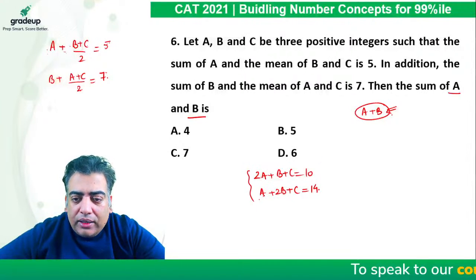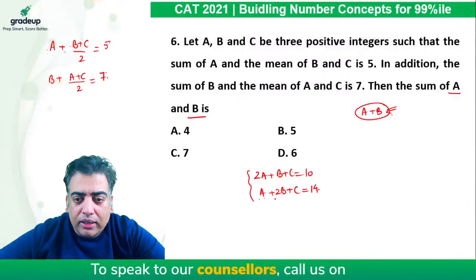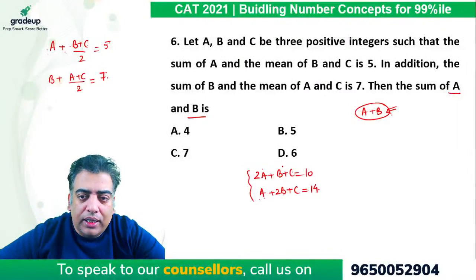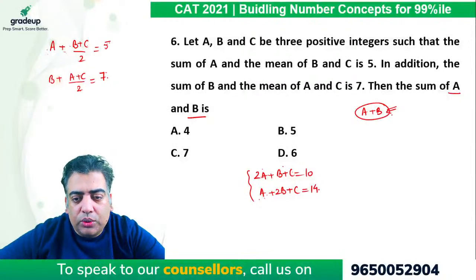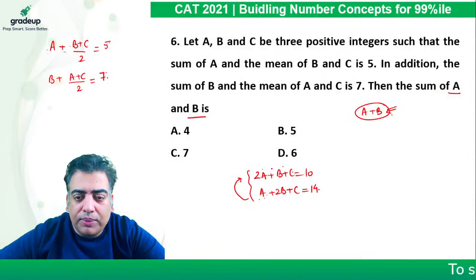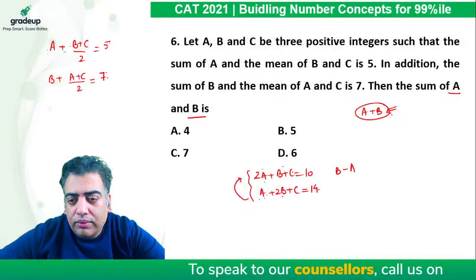If I add these two equations, C is not getting cancelled out. So in order to find an equation dependent on A and B only, we need to subtract these two equations such that C gets cancelled out. The second equation minus the first equation gives me B minus A, which is equal to 4.